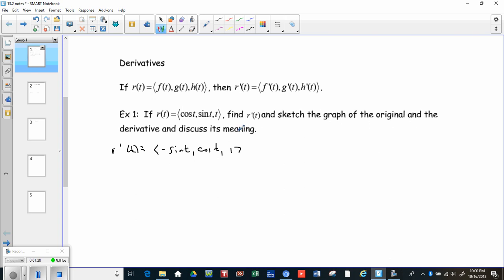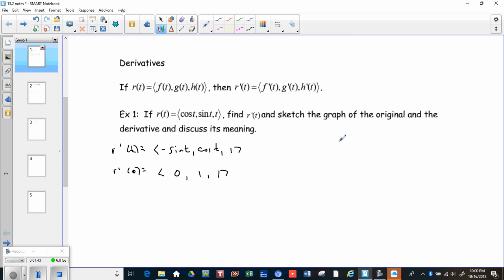It doesn't ask this, but we're going to use this a little bit later. Let's say we wanted to find r prime at 0. Well, then we're just going to plug 0 in for all these t's. So sine of 0 is 0, cosine of 0 is 1, and then nothing to plug in here, so that's 1. Now the real question is, what does this mean? What's actually going on here?